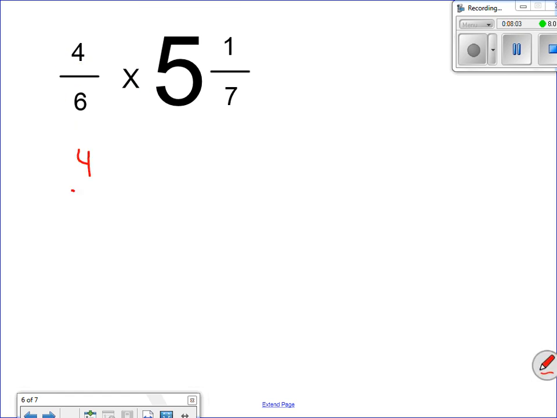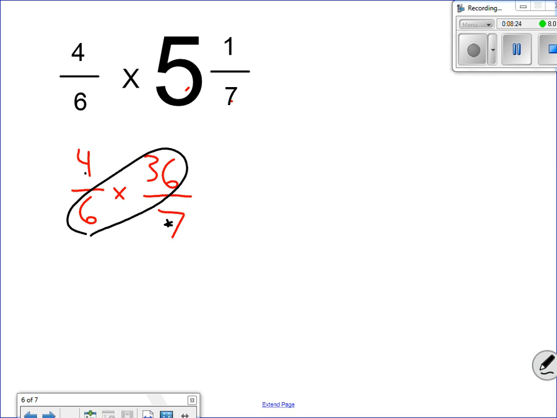4/6 times 7 times 5 is 35 plus 1 is 36 over 7. Yes, another one where we can cross reduce. 6 and 36. I could draw a line around 4 and 7, but it's not necessary because I know 4 and 7 don't go into each other. Okay, that's not supposed to be -7.